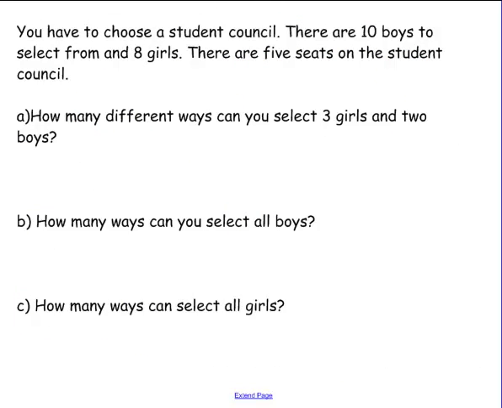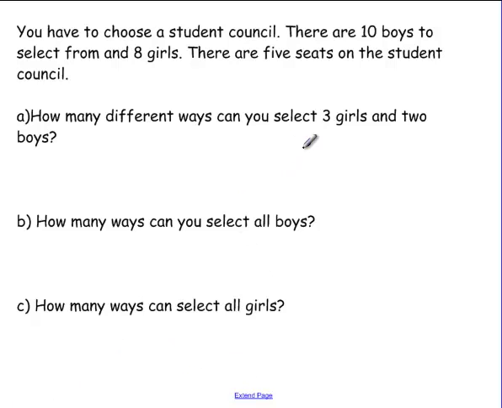So you're asking, when does a combination come in? Well, here it is. Our last problem will be a combination. You have to choose a student council. There are 10 boys who are running for student council and 8 girls. There are only 5 seats on the council. How many different ways can you select 3 girls and 2 boys? Does it matter if you choose a boy first to get on the council? No. So this is a combination.